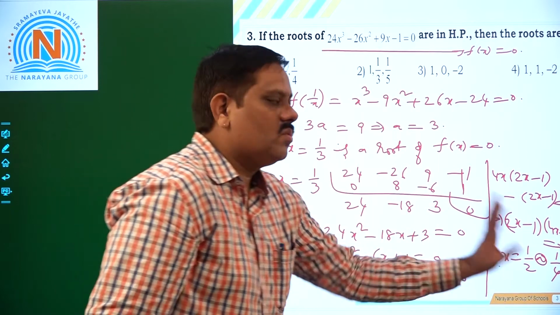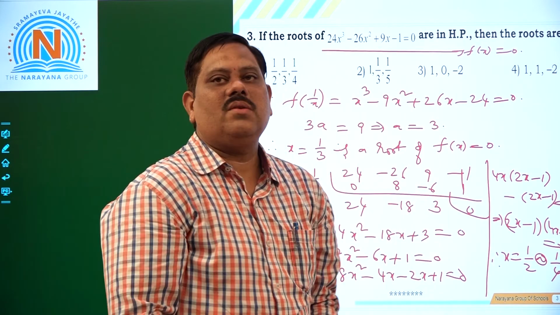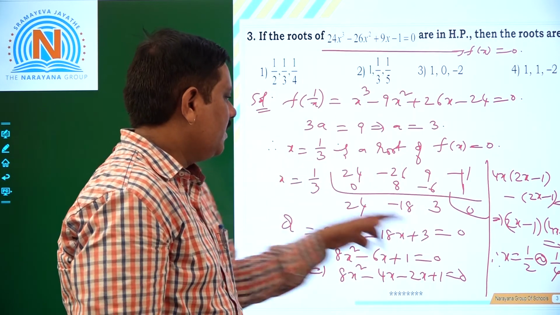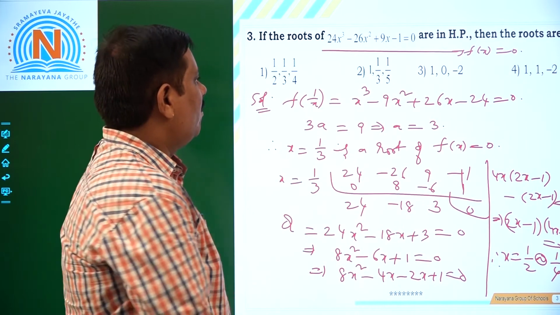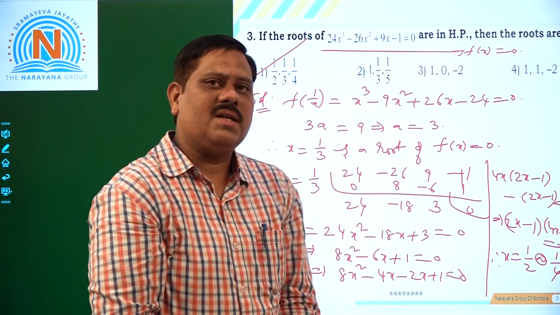So these are the two other roots of x. Already we have got one root of x as 1 by 3. The rest of the two values are 1 by 2 and 1 by 4. So the roots of the given equation are 1 by 3, 1 by 2, 1 by 4. 1 by 2, 1 by 3, 1 by 4 is nothing but the first option. So that is the right answer.